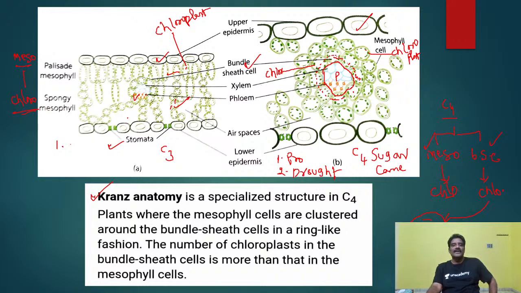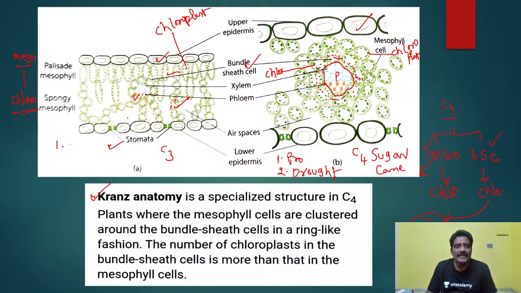Important point here: chloroplasts present in bundle sheath cells of C4 plants are agranal. I mean grana is absent. That point you have to understand. No grana here. But in mesophyll cells, grana is present. In the mesophyll chloroplast, grana is present. In the bundle sheath chloroplast, no grana is present.